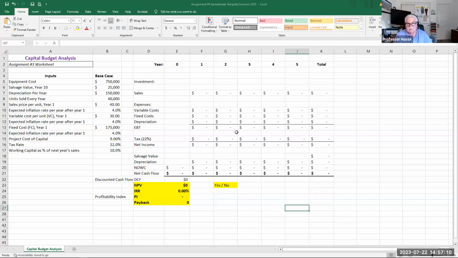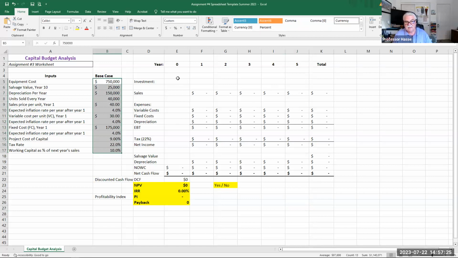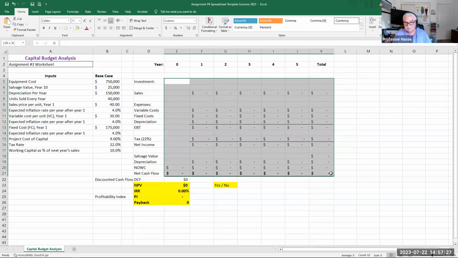This is the spreadsheet that I gave you to do your work on. Notice it's only 5 years. Notice some of the variables and inflation rates are different. The tax rate's different. The working capital rate's different. The cost of capital is different. You have to apply these and do it here.